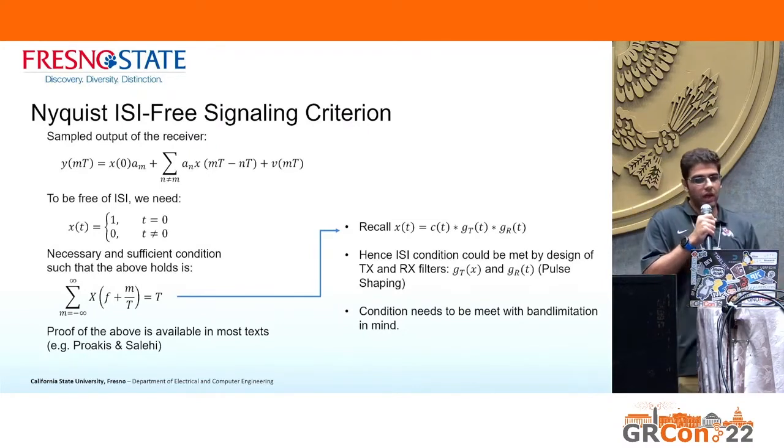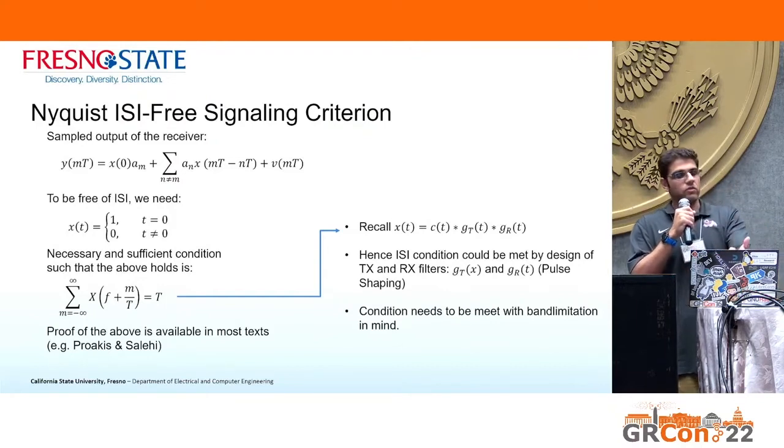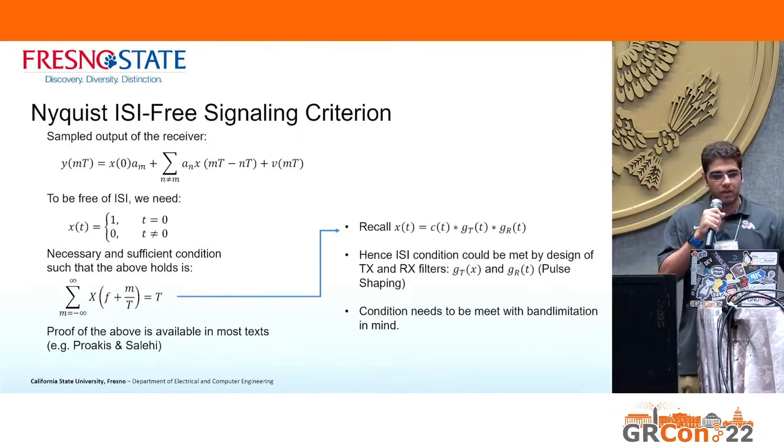And the Nyquist ISI-free signaling criterion tells us that, if we want that behavior from x(t), where at t equals 0 we just get our symbols of interest and our noise, then the necessary and sufficient condition is that the frequency-shifted sum of the spectrum of x(t) must equal a constant. The proof of that is available in many communications textbooks.